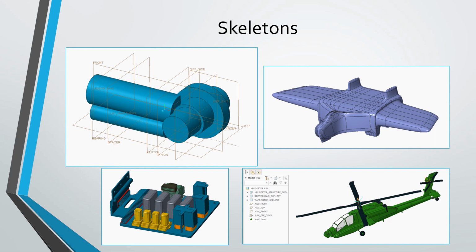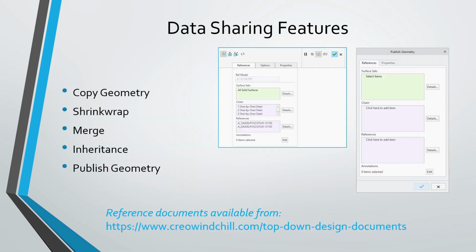routing wires and cables. And so data sharing features allow you to, as the name implies, share geometry from one component to another. And so there are features like copy geometry, Shrinkwrap, merge, and inheritance that allow you to take geometry from a target part and put it into a source part.